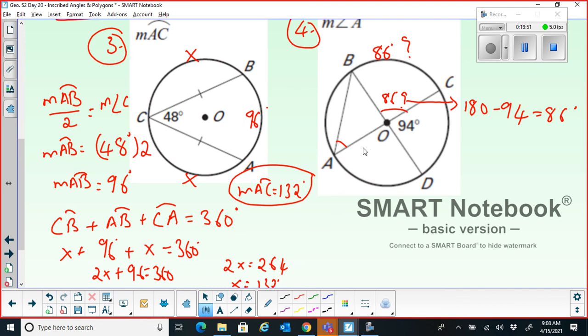We studied that. So we have measure of angle A equals half of arc BC here, or measure of arc BC if you want to write it simply. So half of 86 will be 43 degrees. So 43 degrees will be the answer.